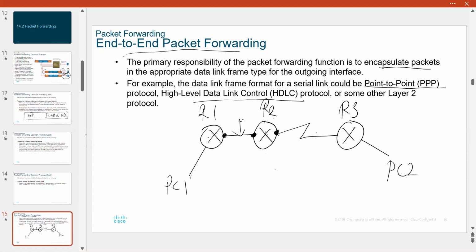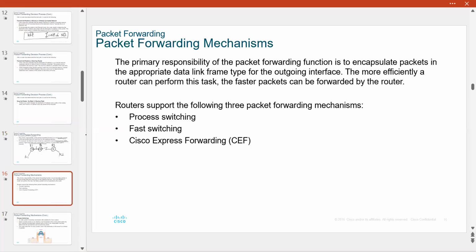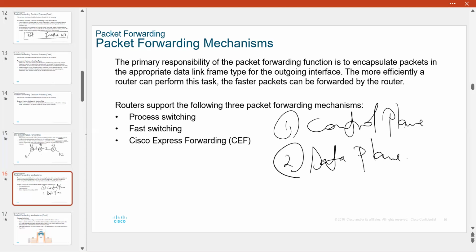Let's look at packet forwarding mechanisms. We have 3 ways that we can forward a packet: process switching, fast switching, and Cisco Express Forwarding. These 3 ways are based on understanding what the control plane and the data plane are. Our router has those 2 things. Every router, even a switch, has these 2 things: the control plane and the data plane.